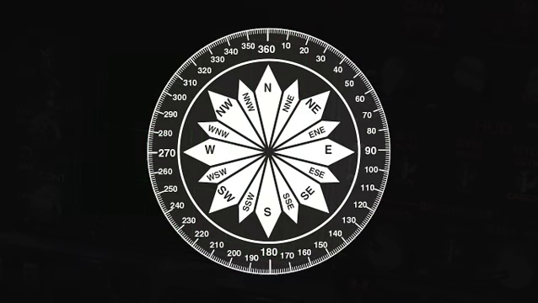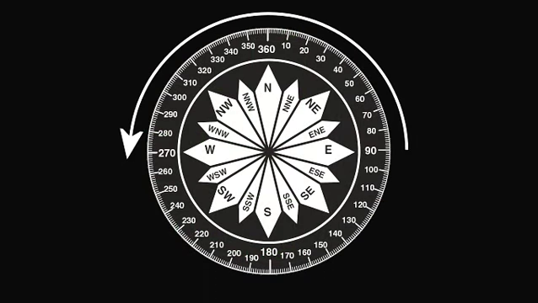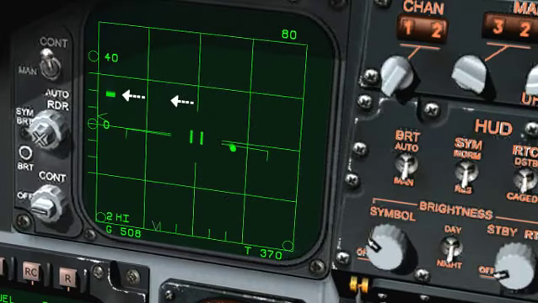Think of a compass rose. If you are moving left or counterclockwise around it, the numbers are getting smaller. If you are moving to the right, they are getting bigger. So, if he's to the left, you subtract. If to the right, you add.